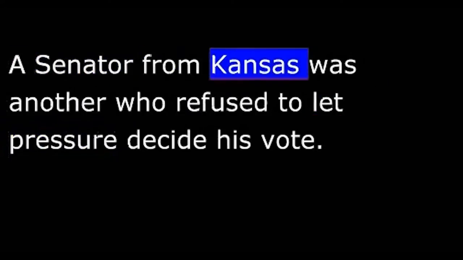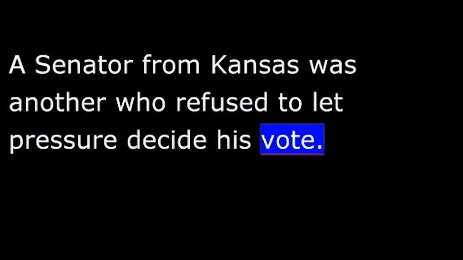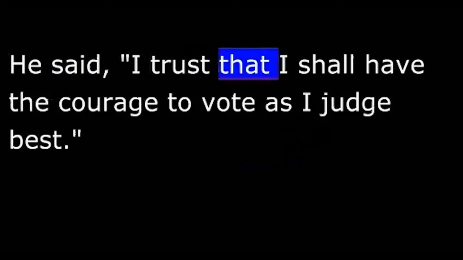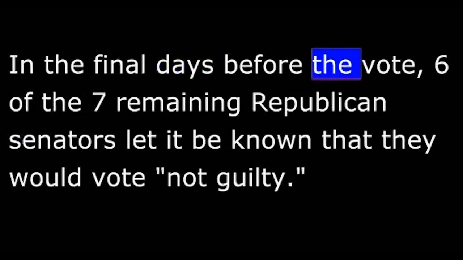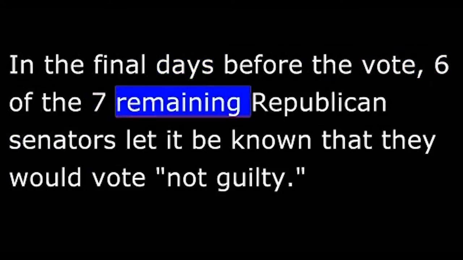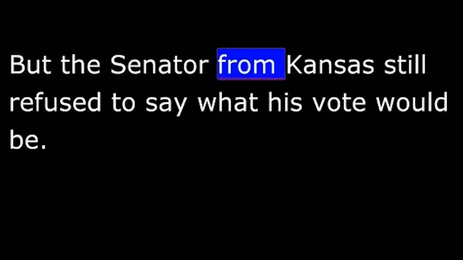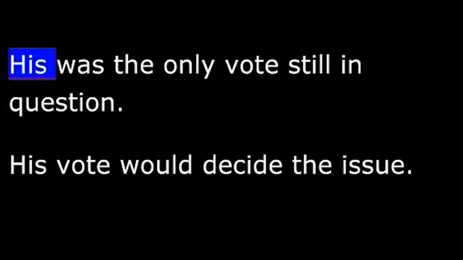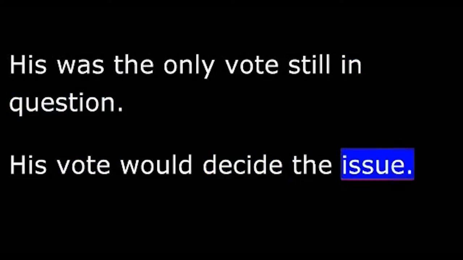A senator from Kansas was another who refused to let pressure decide his vote. He said, "I trust that I shall have the courage to vote as I judge best." In the final days before the vote, 6 of the 7 remaining Republican senators let it be known that they would vote not guilty. But the senator from Kansas still refused to say what his vote would be. His was the only vote still in question.